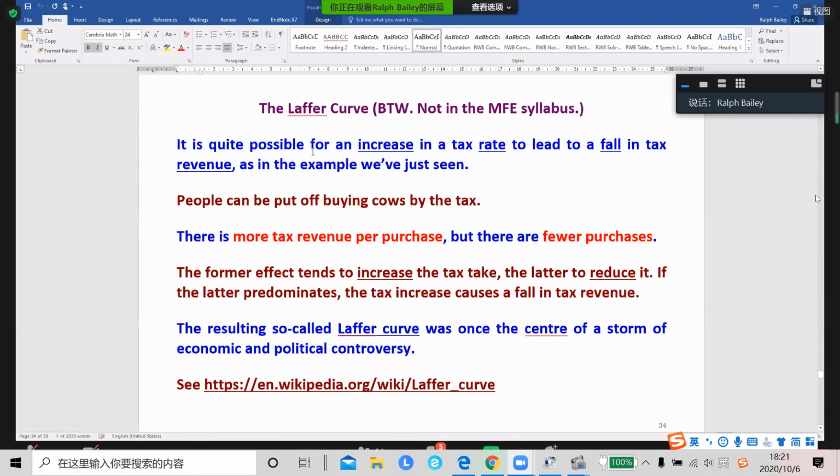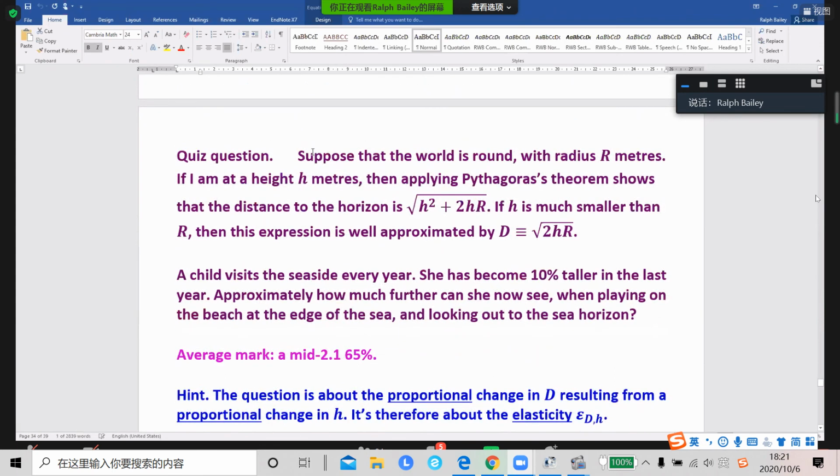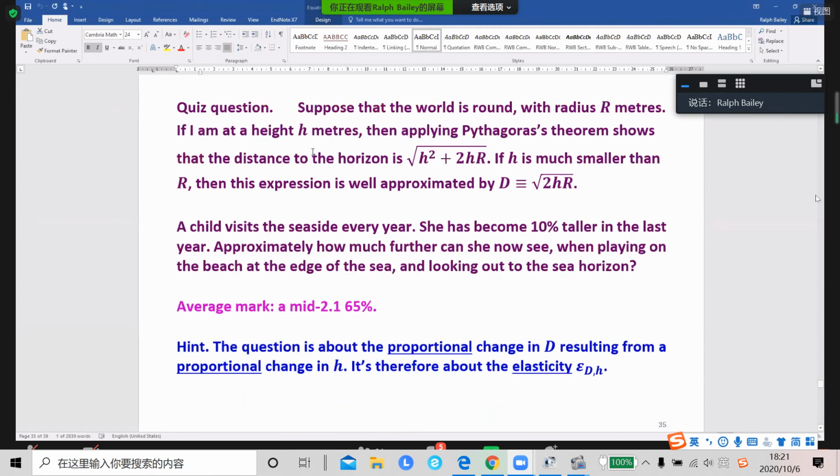Here's a quiz question that's certainly given a lot of difficulty. The average mark ended up at about 65%. I think in other years, before I gave less help, it was less impressive. The world's round, exactly round. Its radius is r meters. I'm at a height h meters.